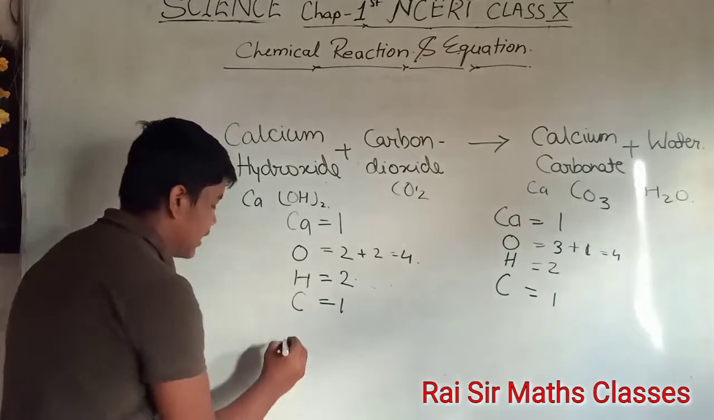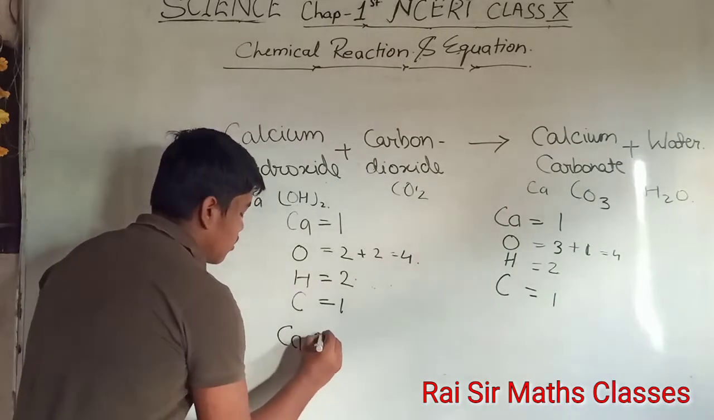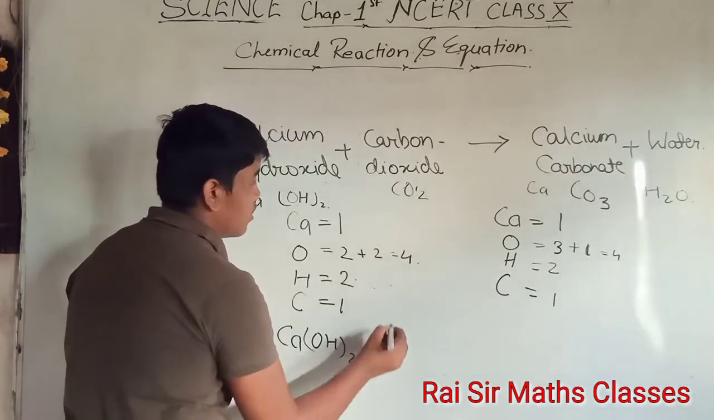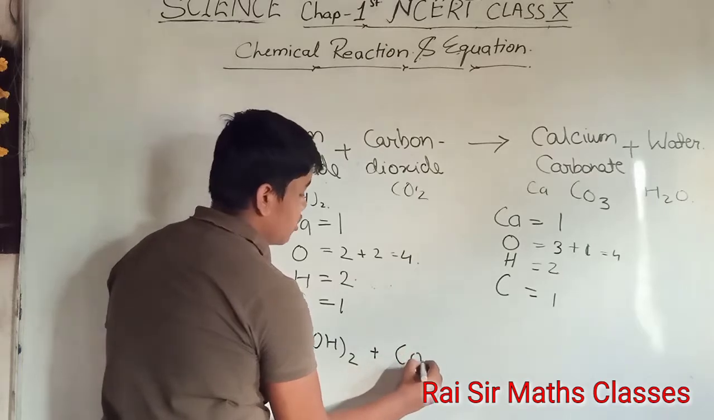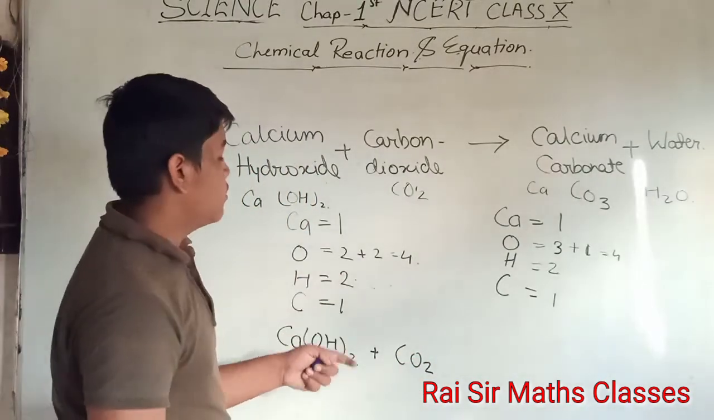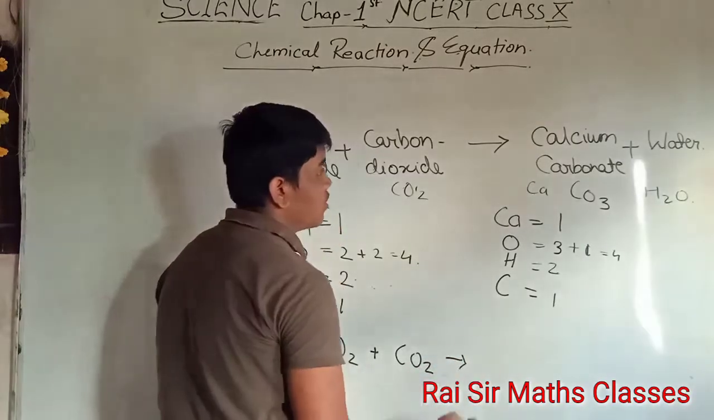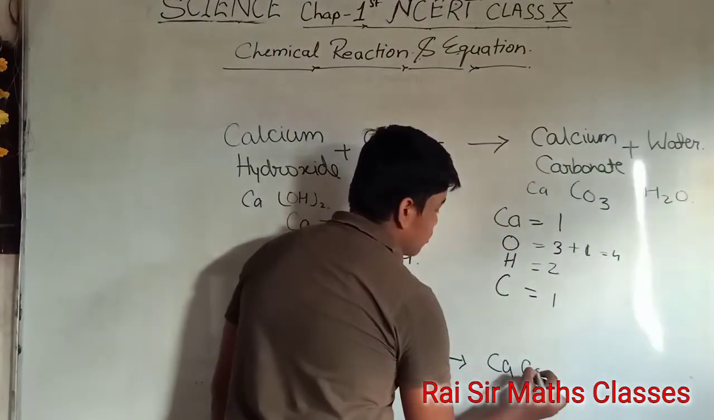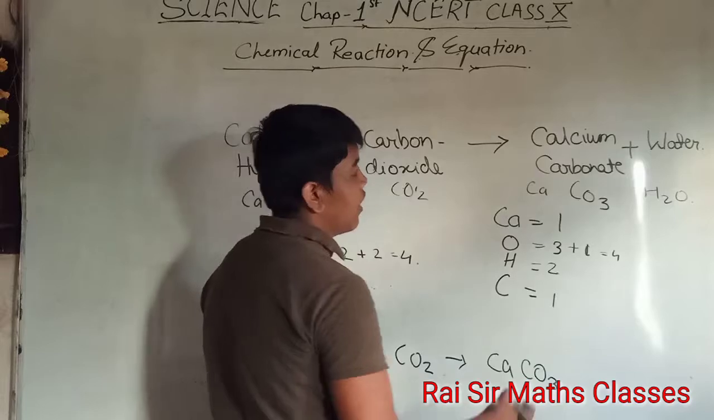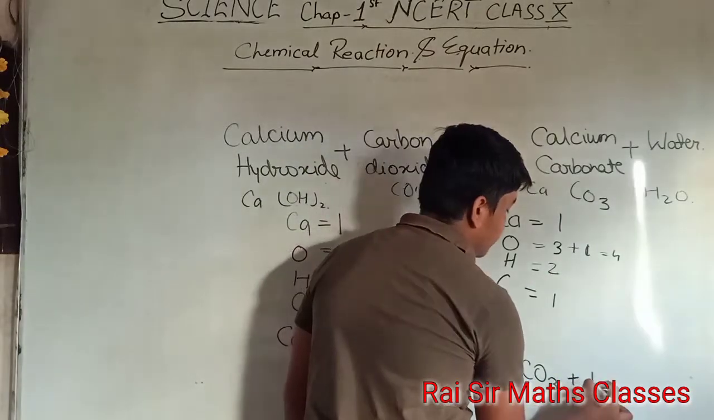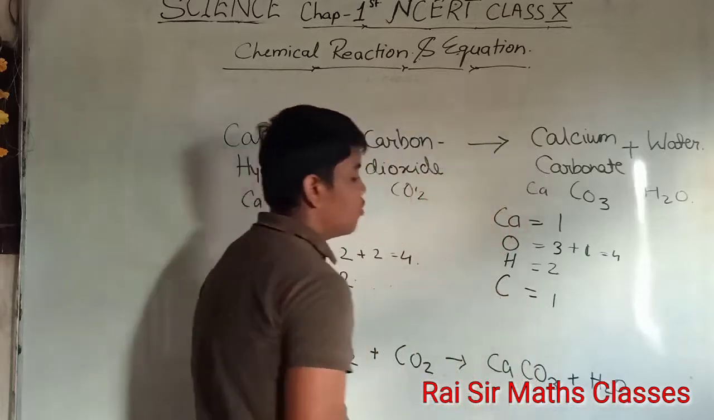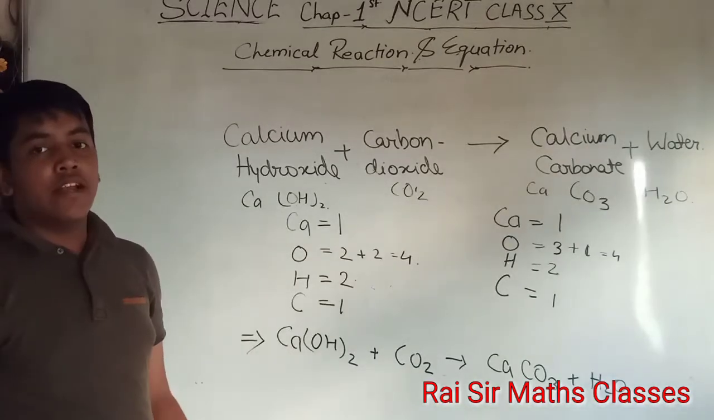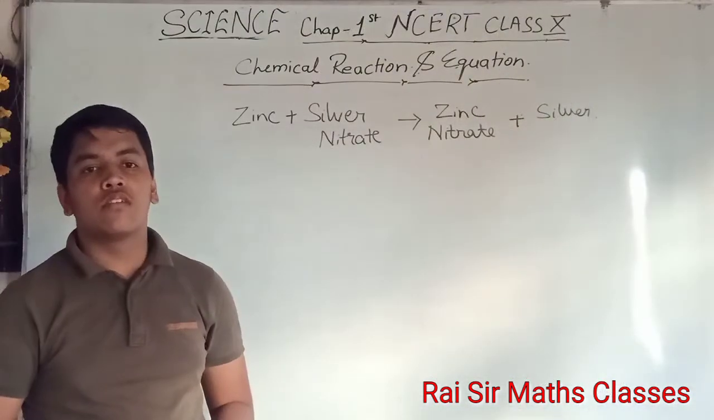So we are getting the equation like Ca(OH) whole twice plus CO2, as we all know carbon dioxide is CO2, will give us calcium, means Ca, and carbonate we will write CO3, and water we all know that it is H2O. So we are having our balanced and correct chemical equation.